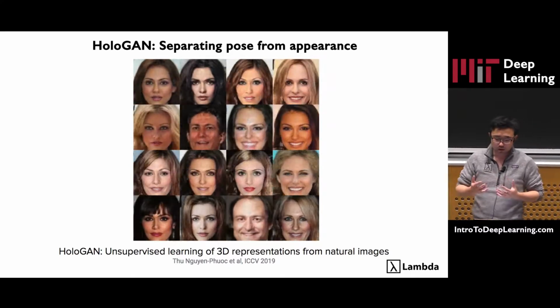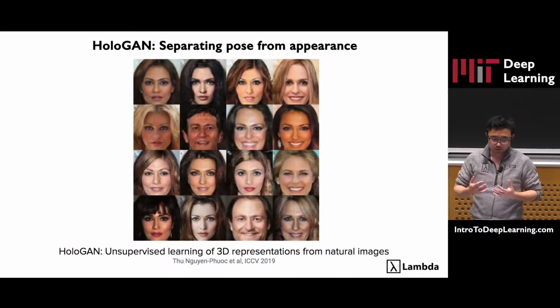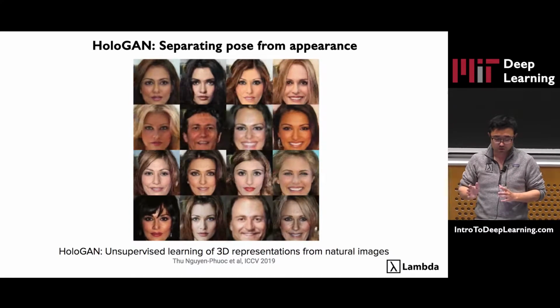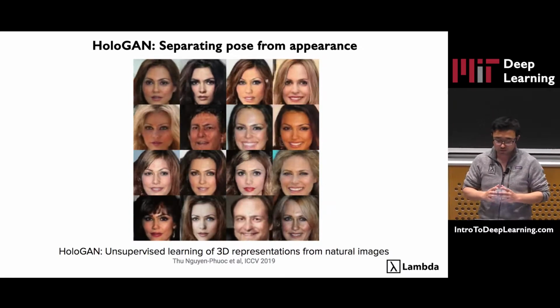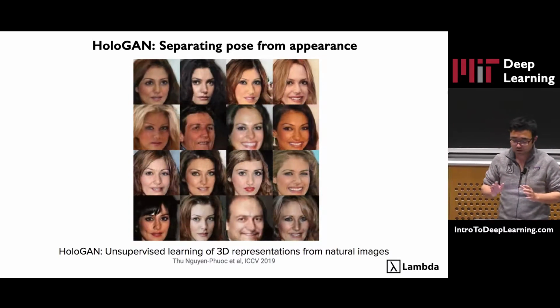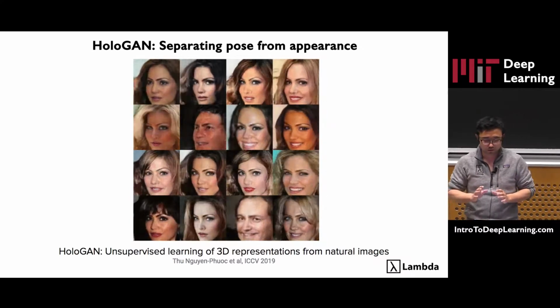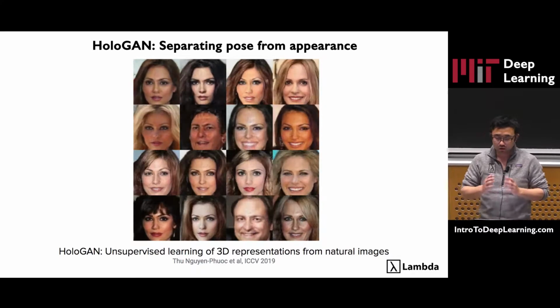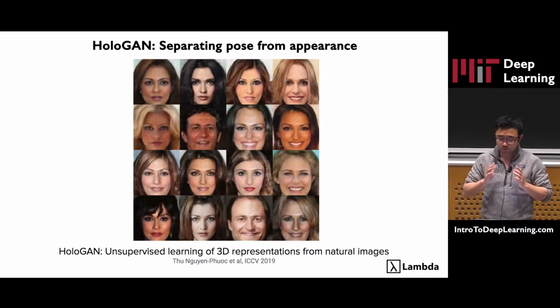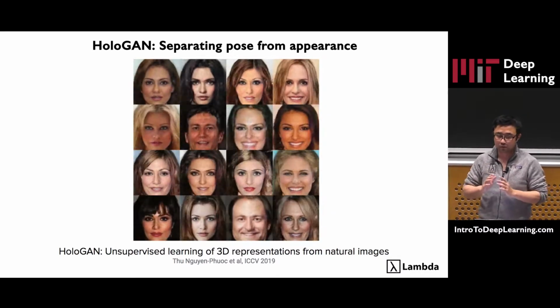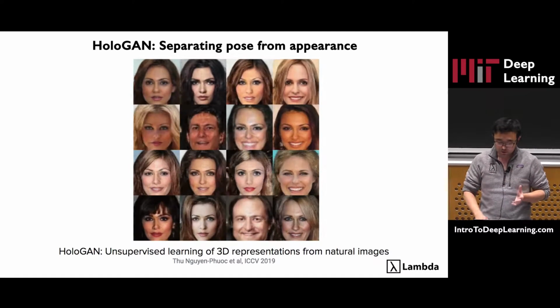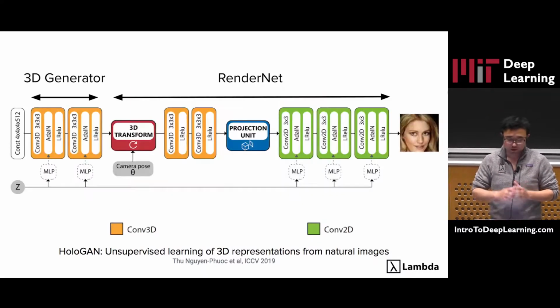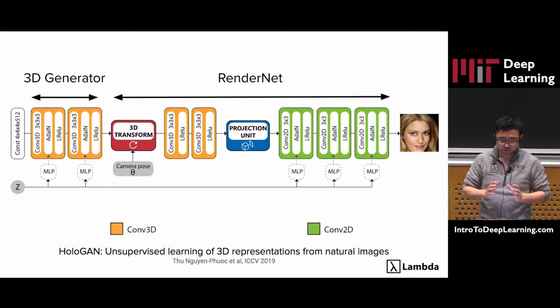In contrast, HoloGAN generates much better results by separating the pose from the appearance. These are some random faces generated by HoloGAN, and I'd like to emphasize there's no 3D data used in the training process. And the key point here is HoloGAN used a neural voxel as its latent representation. To learn such neural voxels, we use a 3D generator network. And the learned 3D voxel is going to be rendered by RenderNet, as we just talked about.